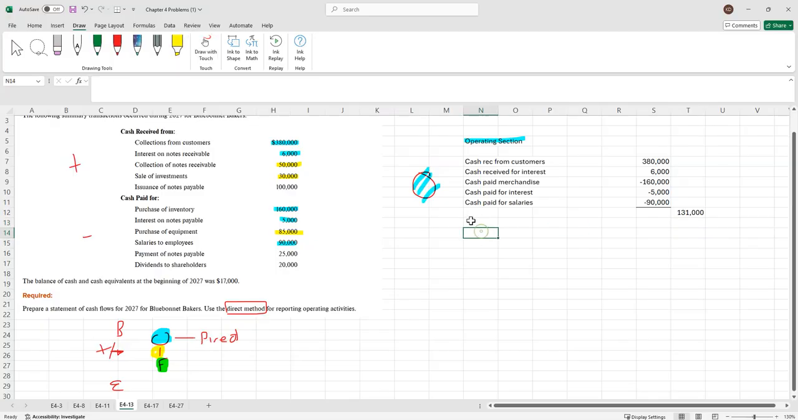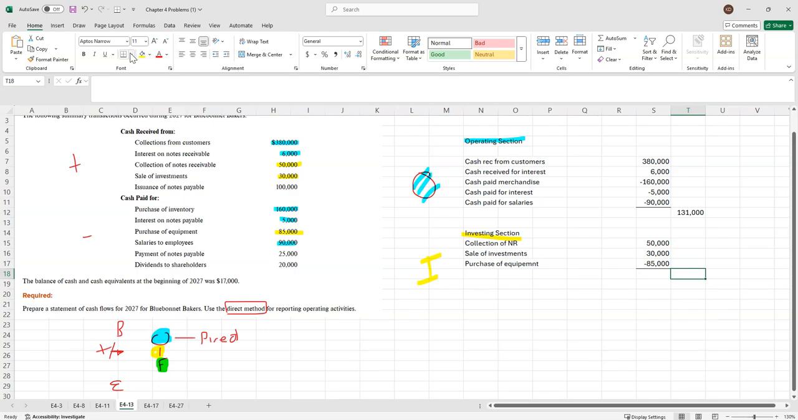Okay, so we can now do our investing section. We'll make this yellow. And here we will have collection of notes receivable, sale of investments, purchase of equipment. So it'll be 50, 30, negative 85. Sum all of those items. We're looking at negative $5,000 overall, a cash outflow on there.